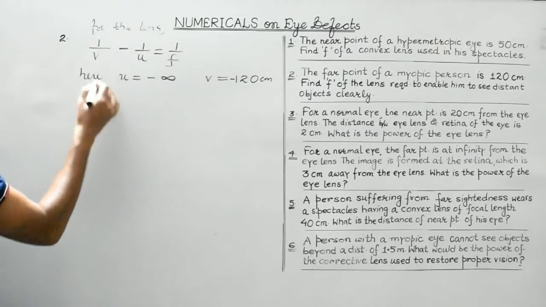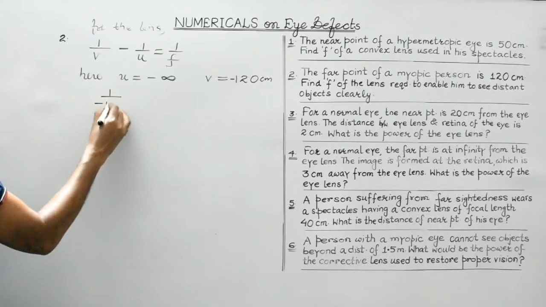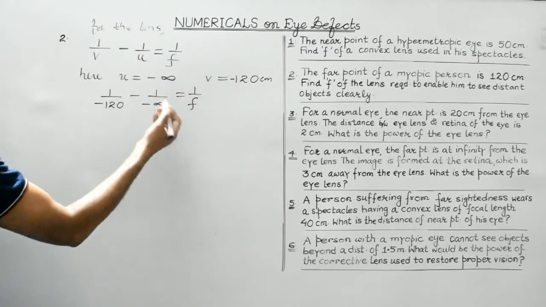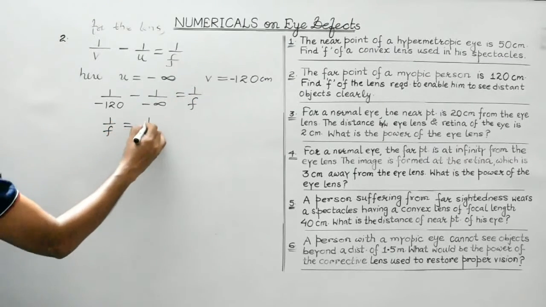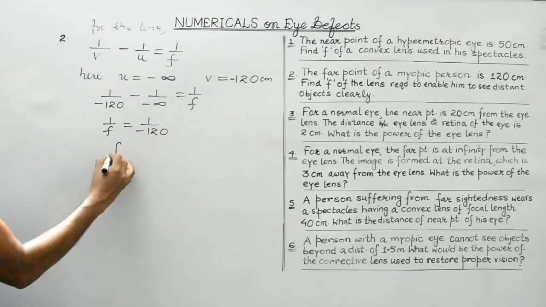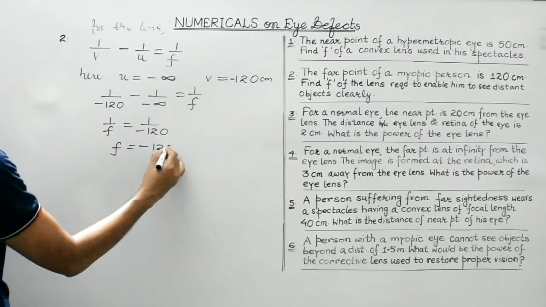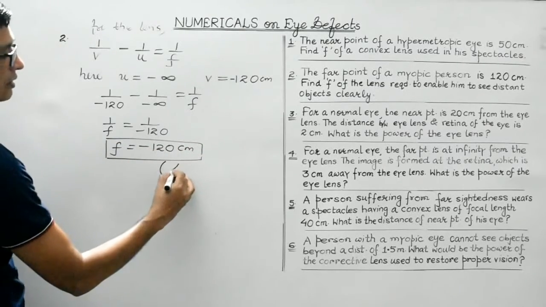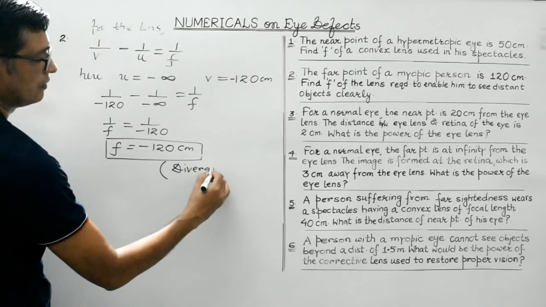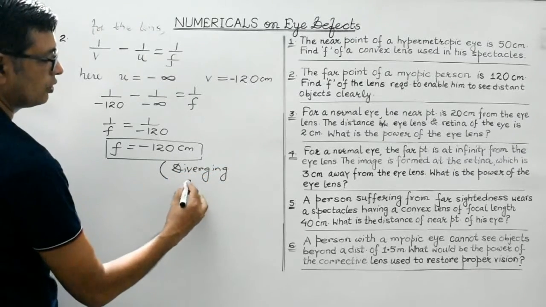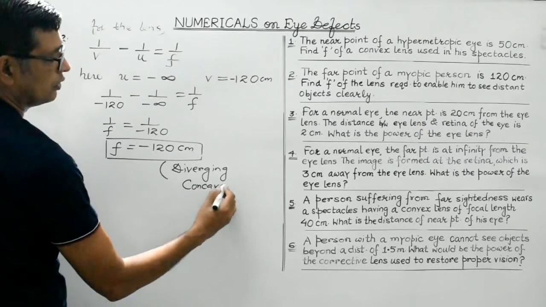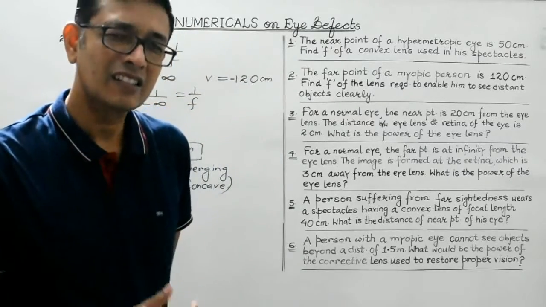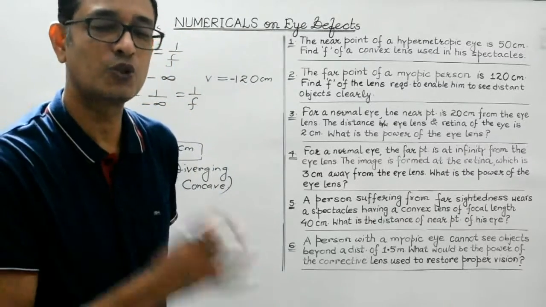Right? So if you substitute the value over here, what you get is 1 by V minus 1 over minus infinity is equal to 1 by F. 1 by infinity is 0. So we get 1 by F is equal to 1 by minus 120. So F is equal to minus 120 centimeter. This negative sign suggests that the nature of the lens is diverging. That is, we are talking about concave lens. So, in order to rectify the myopic eye, concave lens of suitable focal length or power is to be used.